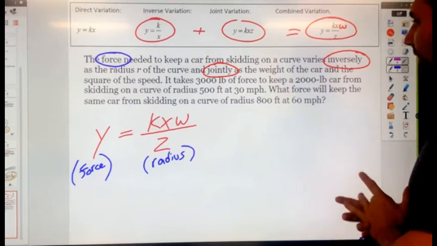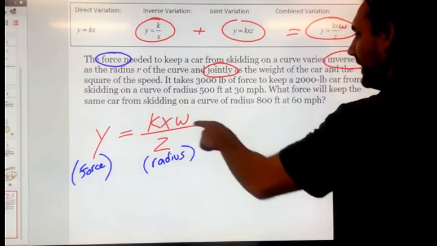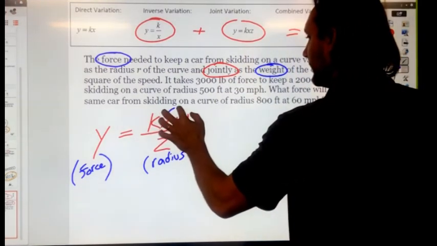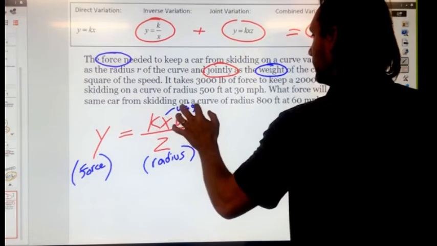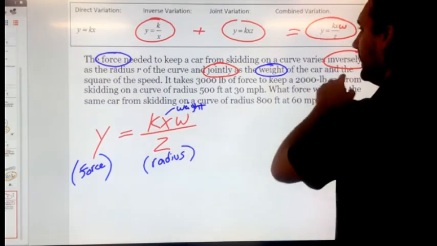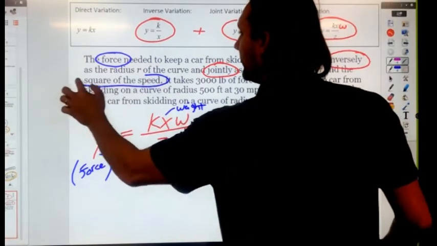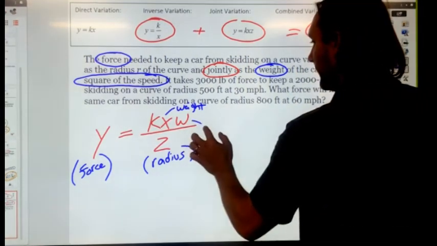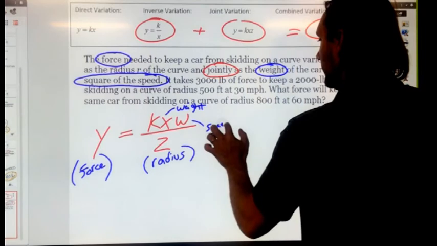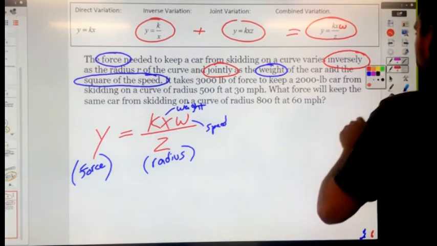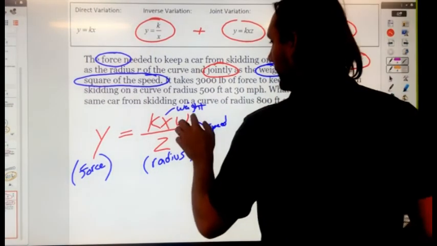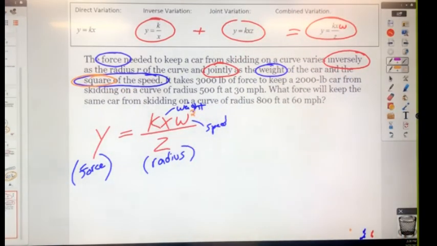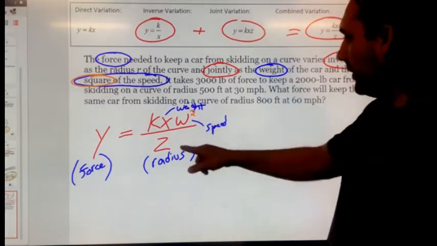Where were we? All right, so I know K is the number. I need to find my X and W. So let's see. I have weight, so I'll just call X my weight. And W is the speed, but it's got something attached to it, don't it? Speed squared. This is my speed, and I need to square it. So my formula is going to be y equals kxw squared over z.